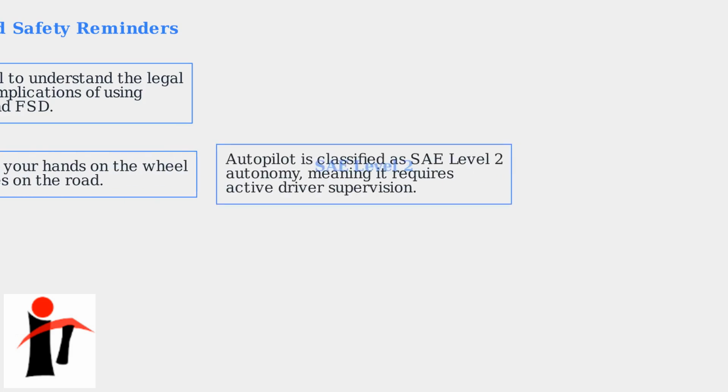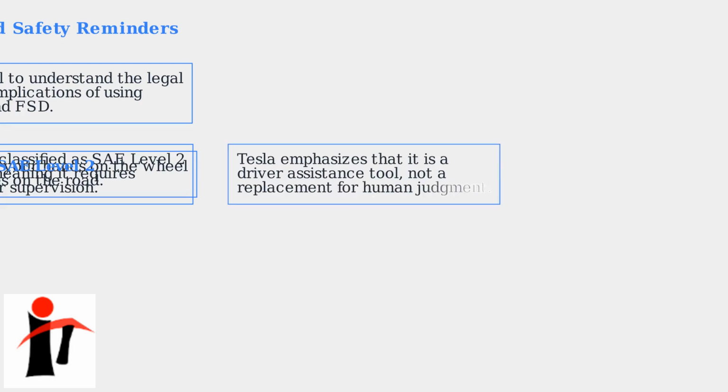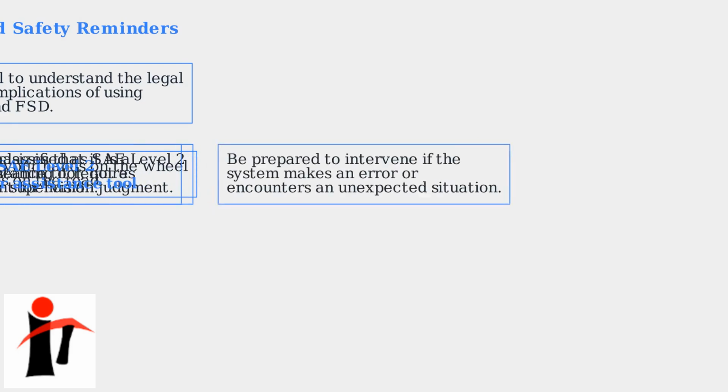Autopilot is classified as SAE Level 2 autonomy, meaning it requires active driver supervision. Tesla emphasizes that it is a driver assistance tool, not a replacement for human judgment. Be prepared to intervene if the system makes an error or encounters an unexpected situation.